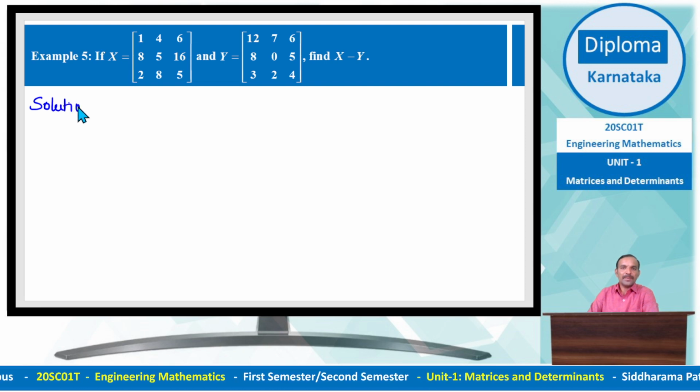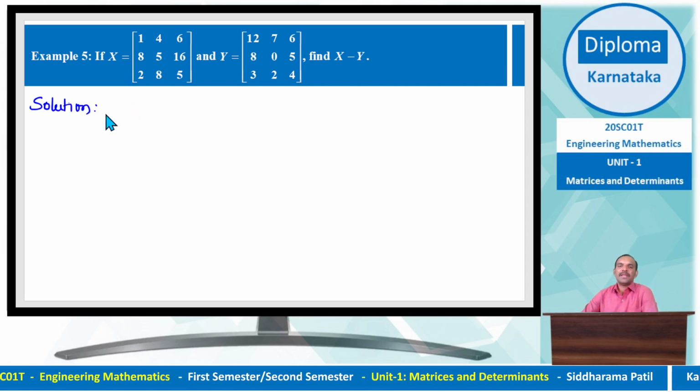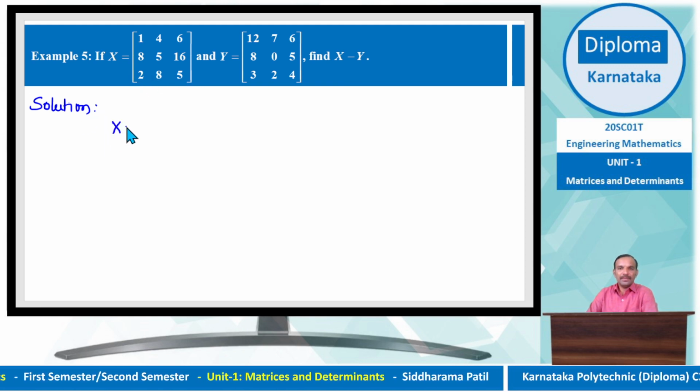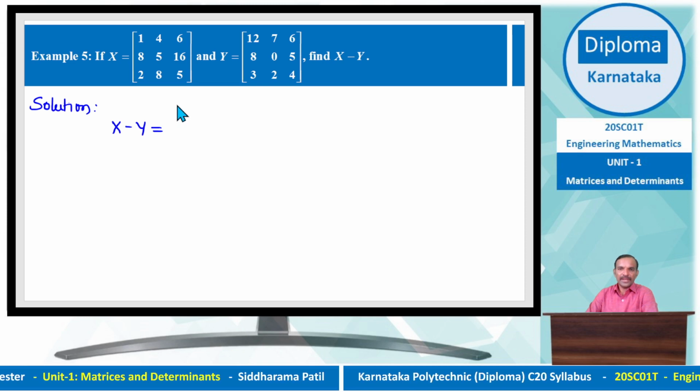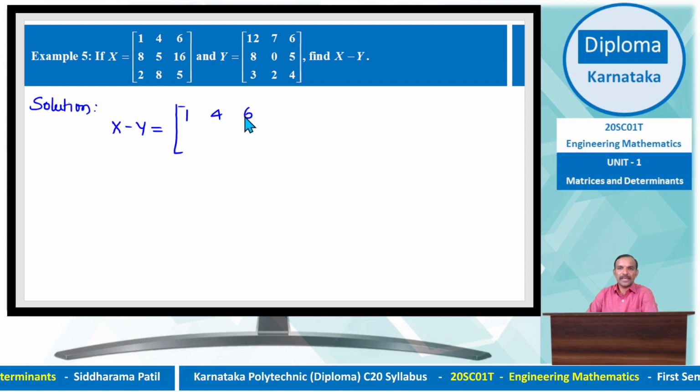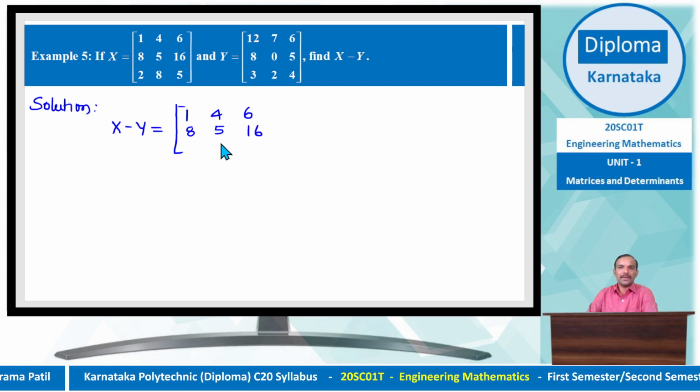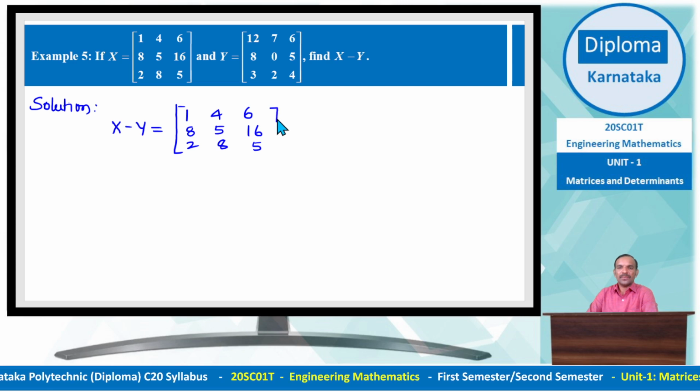Now to save the time, I am not going to write x and y given, but in exam you have to write first given x and y. I am going to write here directly consider x minus y equal to, but in exam you have to write first given x and y. To save the time here I am writing directly. What is x? 1, 4, 6, 8, 5, 16, 2, 8, 5.